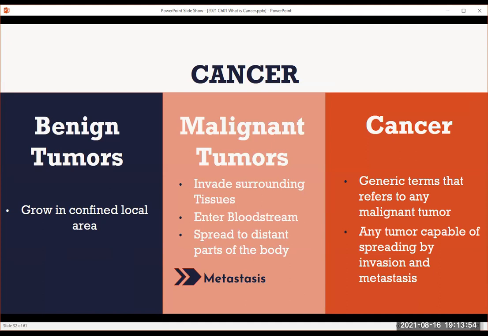However, if you have a tumor that is malignant, that means it's invading the surrounding tissue. It could enter the bloodstream and then spread to other parts of the body, and that process is what we call metastasis. That can be a very, very dangerous situation, and the survival for malignant tumors is not very good. The term cancer is a generic term. It could refer to any malignant tumor or any tumor that is capable of spreading by invasion or metastasis. It doesn't mean that they have invaded or metastasized yet.